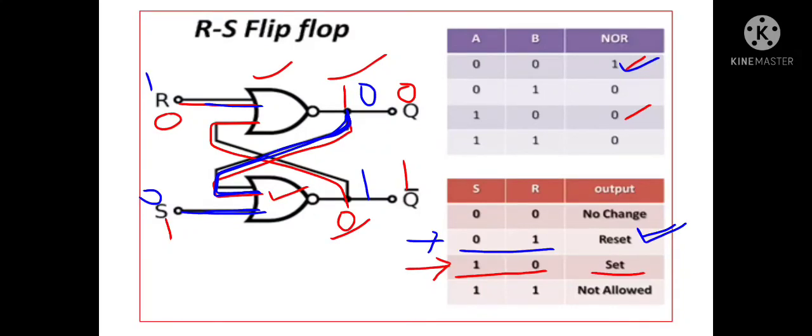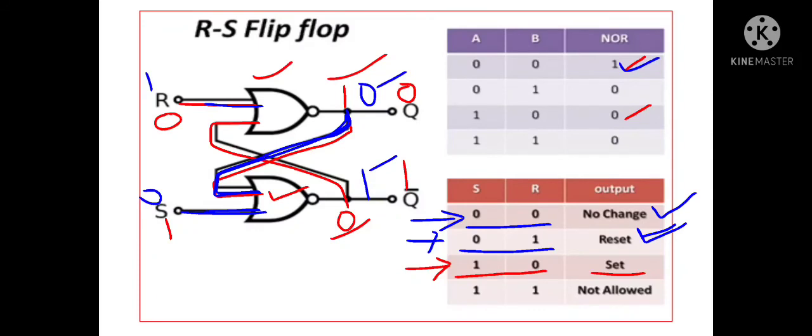Similarly, if we apply the condition of both as 0 0, then for this condition there will be no change at its output. So both outputs will remain the same as in the last case. Such a condition is called the no change condition. That means the outputs are not going to change.